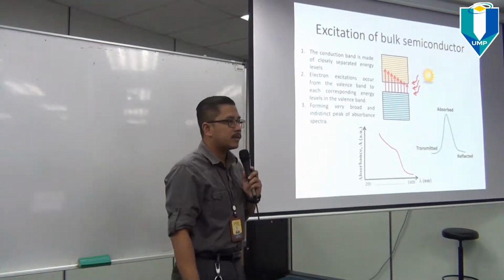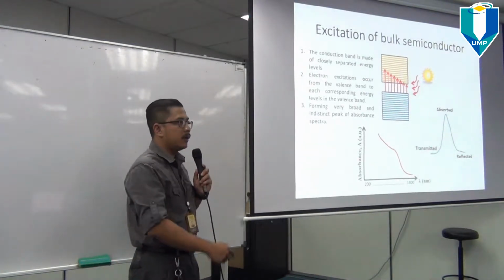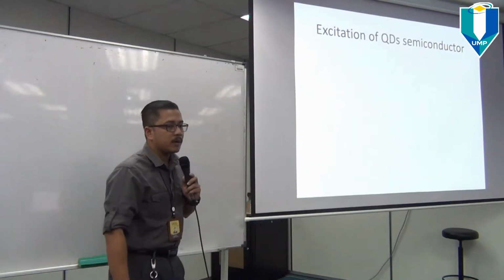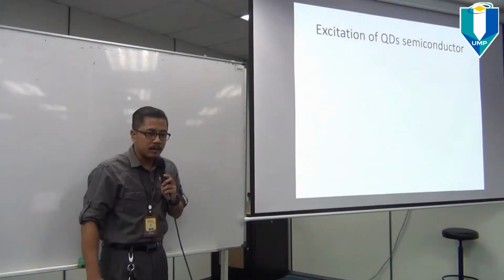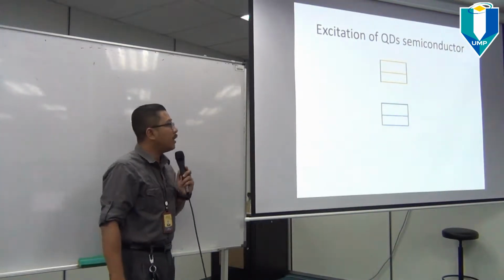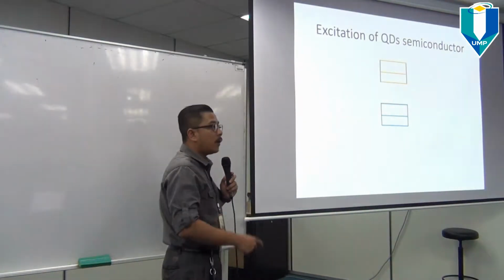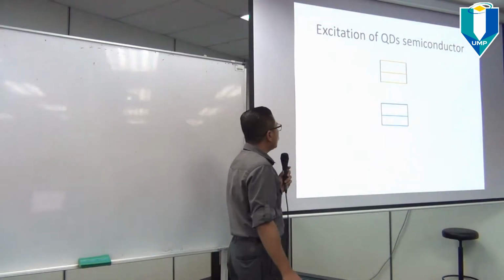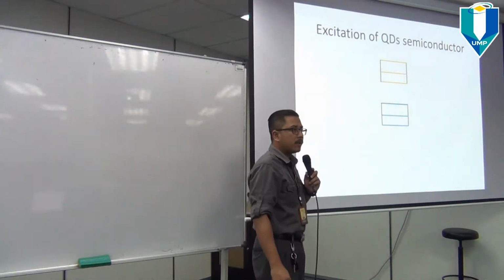This is in the case of bulk semiconductor. We will get a very broad peak. However, in quantum dot semiconductor, because we have different forms of band, we don't call this a band. We call them energy levels.